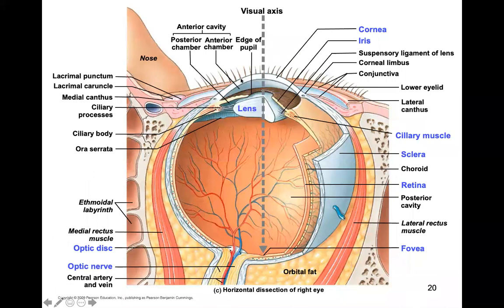And again, another view just showing all the same structures from the cornea to the iris, the colored portion, to the light going through the pupil, through the lens. You can see the suspensory ligaments here. You can see the three layers. You can see the sclera. You can see the choroid. And the innermost is the retina. You can see the optic disc in the back, which is where the nerve, the artery, and the vein enter into the eye or exit, whichever way you want to refer to it.